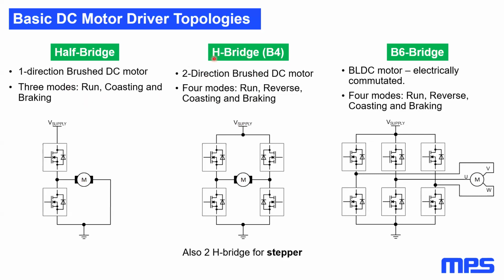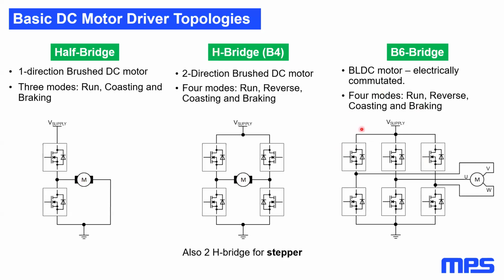An H bridge is composed of two half bridges. The operation is very similar to the half bridge, with the additional feature of being capable of dynamically selecting which motor terminal to be connected to a static supply. This allows a brushed DC motor to run in both directions, forward and reverse. The H-bridge topology is also the basis for stepper motor drive.